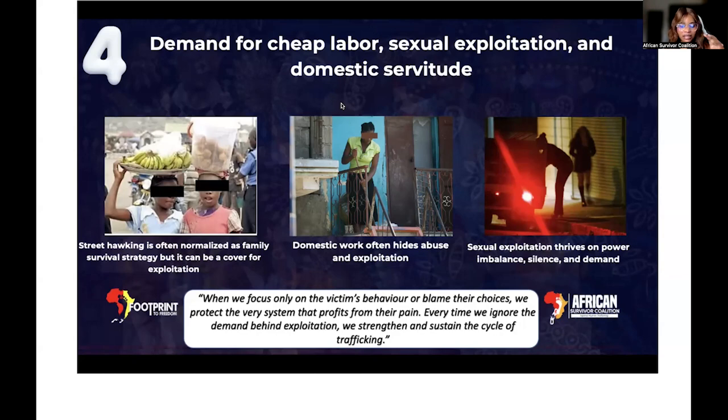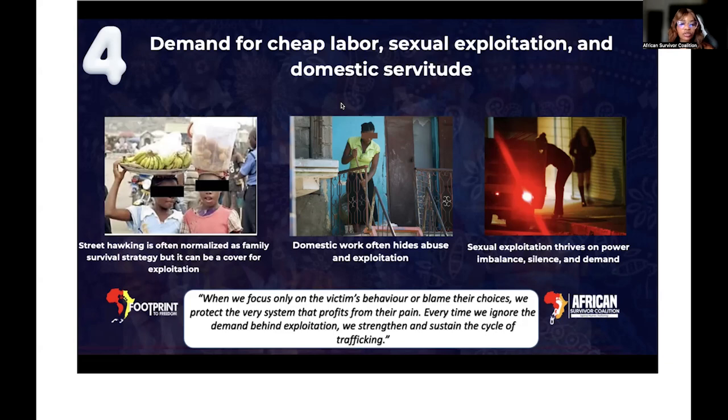Traffickers don't exist in a vacuum. They exist because someone somewhere is willing to pay for cheap labor, is willing to pay for domestic help, which they eventually turn around and abuse many of these people. And because people are also paying for sexual exploitation.